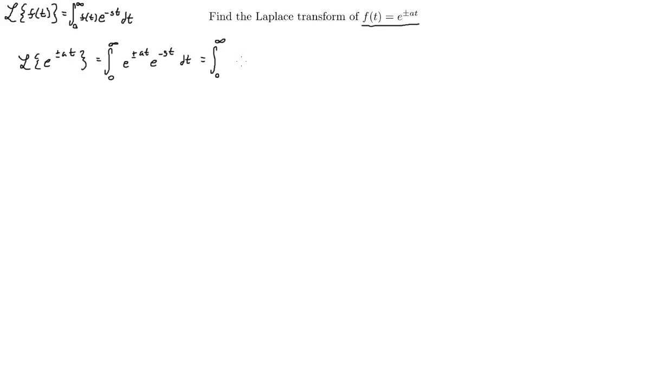And at this point, basically, all you got to do is just combine the two exponentials here, and you're going to get e, and I'm going to take out a minus s. So if I take out a minus sign, that's going to be a minus plus a times t dt.